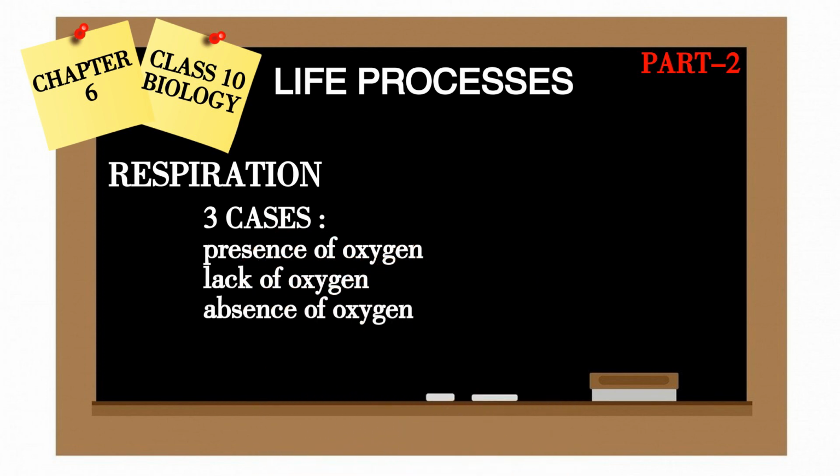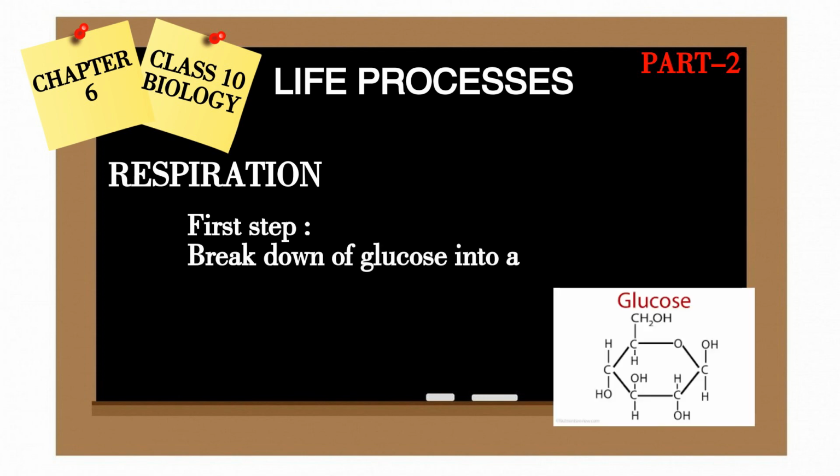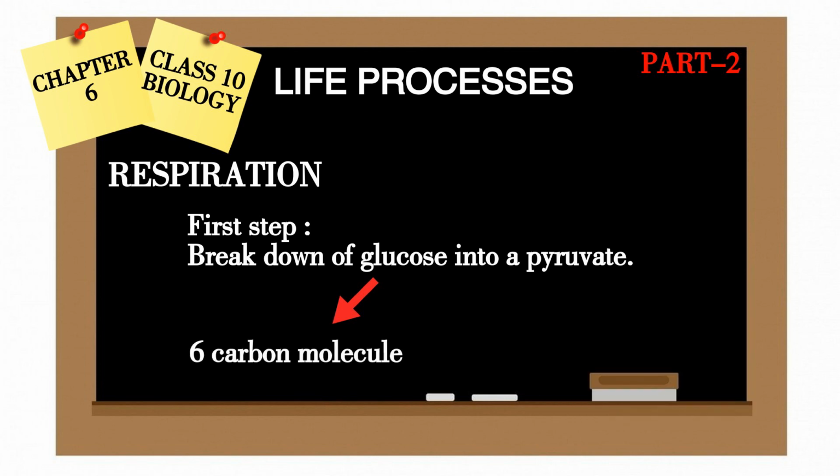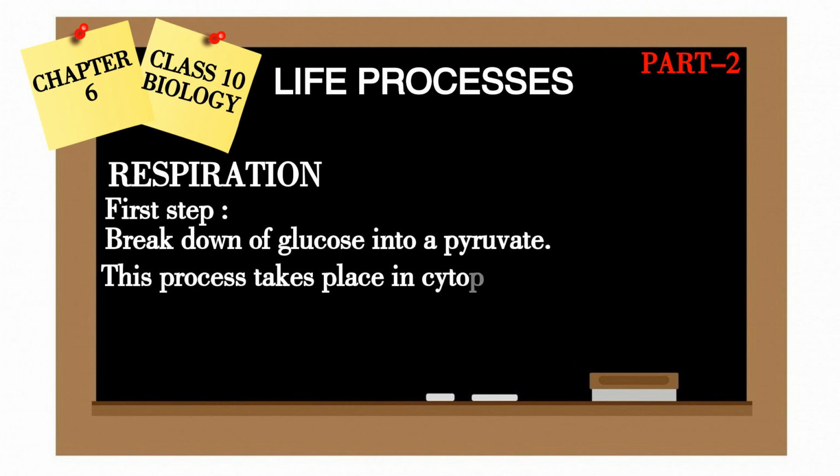In all these cases, the first thing that happens is the breakdown of glucose into pyruvate. Glucose is a 6-carbon molecule and pyruvate is a 3-carbon molecule. This process takes place in the cytoplasm.